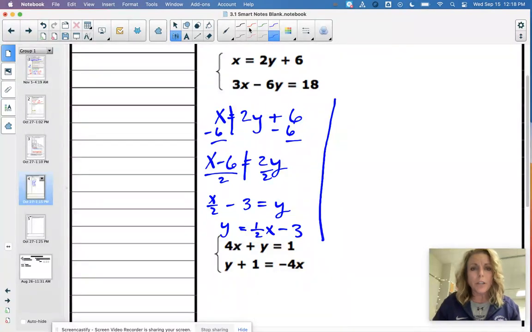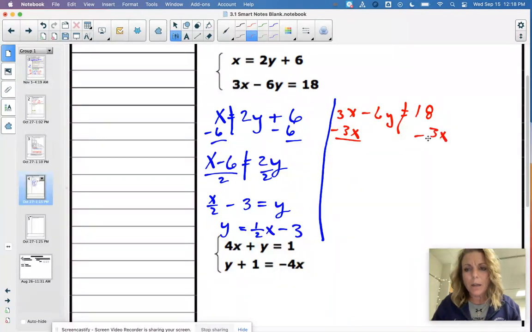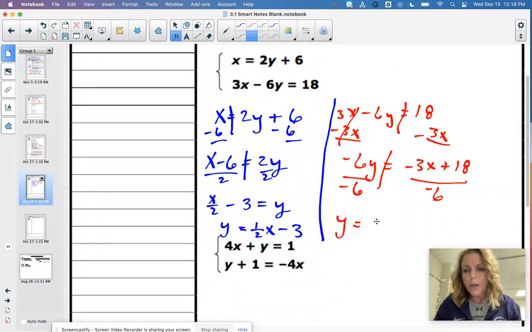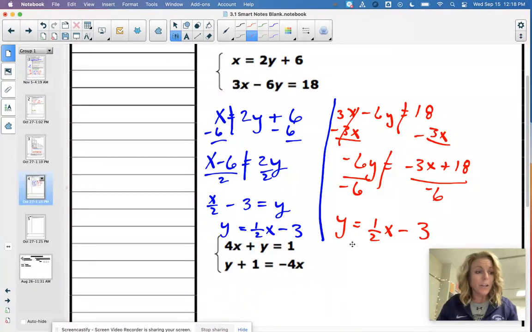The other equation, we have 3x minus 6y equals 18. We're going to subtract 3x on both sides. We're trying to get the x's on one side and the y's on the other. That's minus 6y equals negative 3x plus 18. Divide by negative 6 everywhere. We get y is equal to 3 over 6, that's like 1/2 x, and 18 divided by negative 6 is negative 3. Look at that. The blue line and the red line are identical.